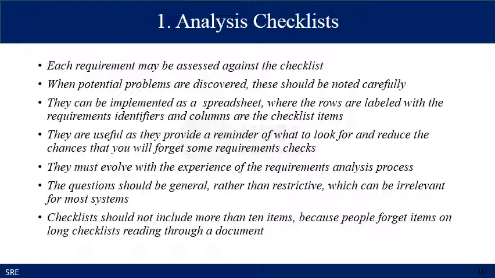We will look at both of these techniques briefly, and the first is the analysis checklist. In a checklist, each requirement may be assessed against the checklist items. When a potential problem is discovered, it should be noted carefully. Checklists can be implemented as a spreadsheet where rows are labeled with the requirement identifiers and columns are labeled with checklist items. You check each item if a requirement matches the checklist item, and cross it if it does not match. They are useful when they provide a reminder of what to look for and reduce the chances that you will forget some requirement checks.